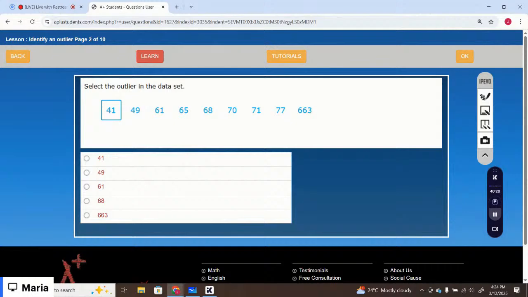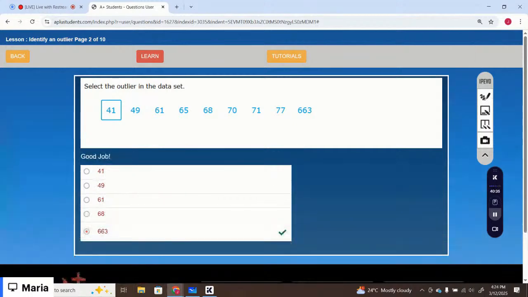Select the outlier in the dataset. That is 663. The last option is the correct option.